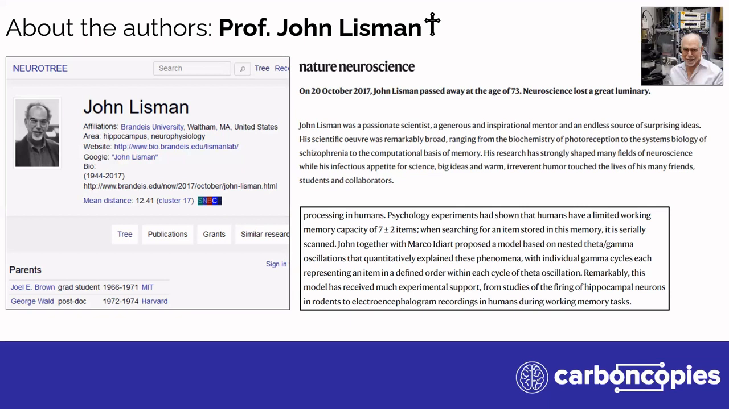In 1995, Marco Idiart and John Lisman proposed that multi-item working memory was supported by a mechanism in which individual memory items are repeatedly activated in sequence.